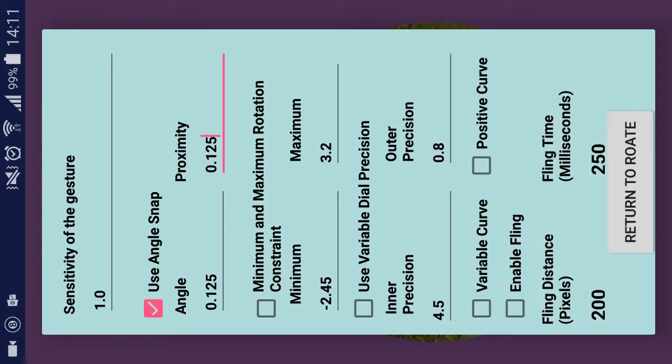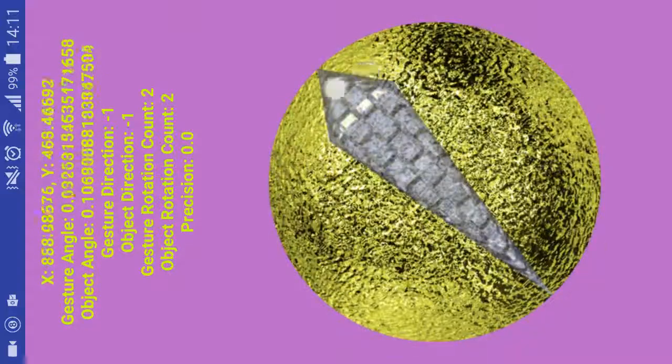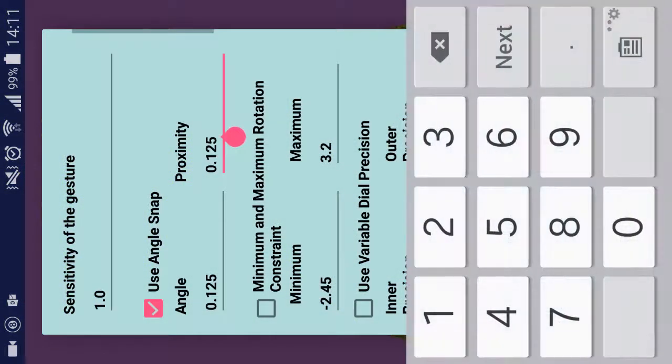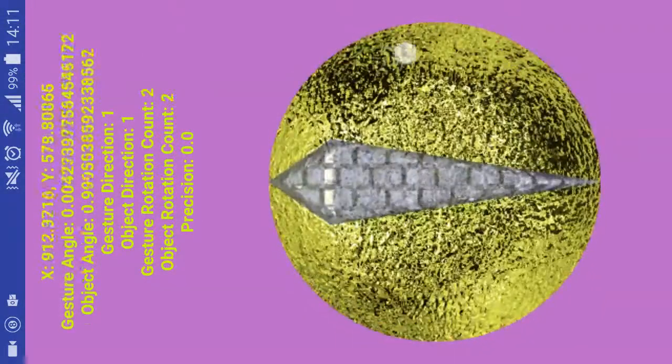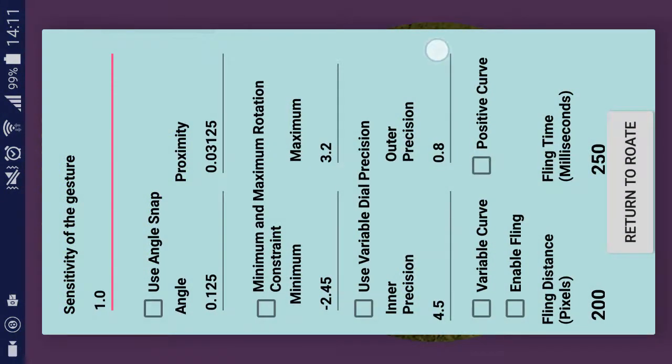What will happen now is with the angle snapping, there'll be no free rotation between snaps. It'll just snap straight into position, as you can see there. Put that back again, 0.3125, and as you can see, it's rotating freely between snaps again. Okay, so we'll take the angle snapping off.